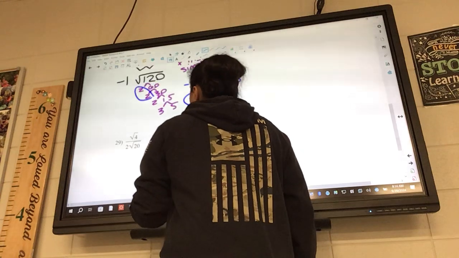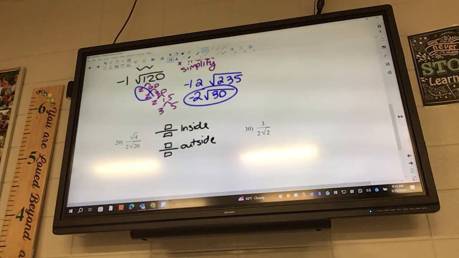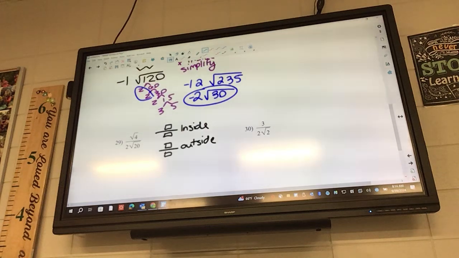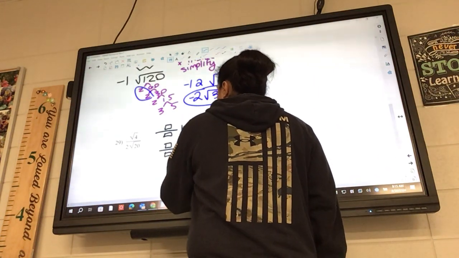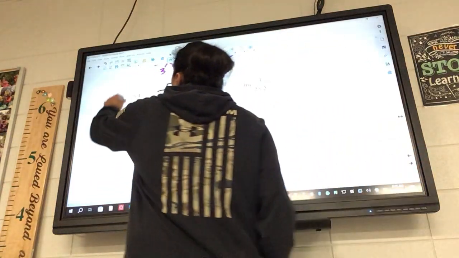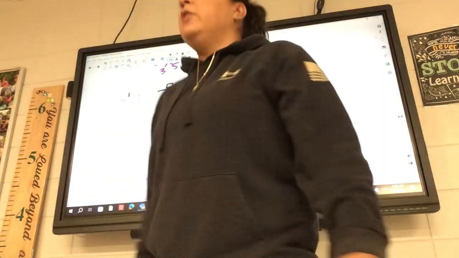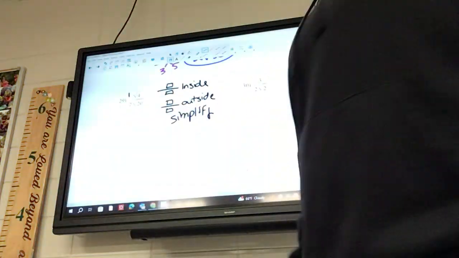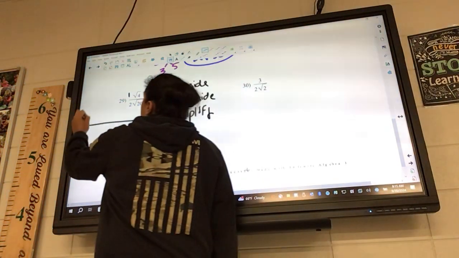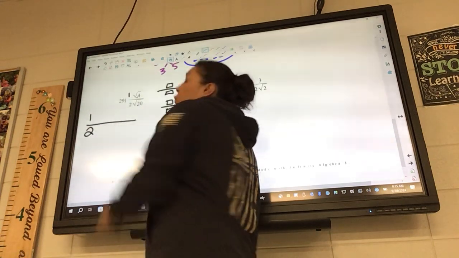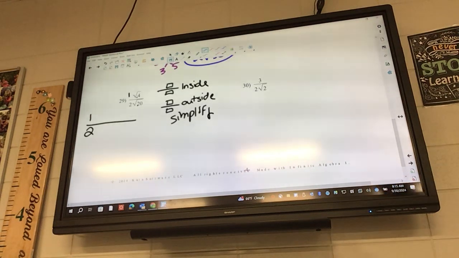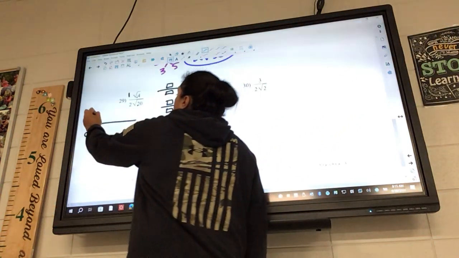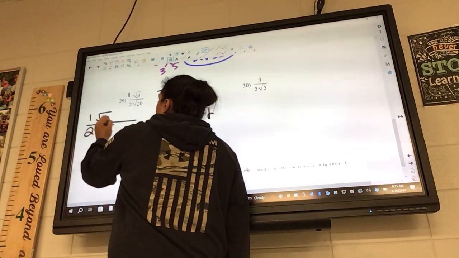Okay, so for these ones, you're gonna do that fraction, like reduce it, okay? On the inside, you're gonna reduce it, on the outside, you're gonna reduce it, and then you're gonna simplify. Is essentially what your steps are, okay? So on the top here, we're gonna do the 1 over 2. What is 1 over 2 simplified? It's still 1 over 2, okay? So it's still gonna be 1 and 2. 4 over 20 is 1 over 5. So it's going to look like square root of 1 over square root of 5.